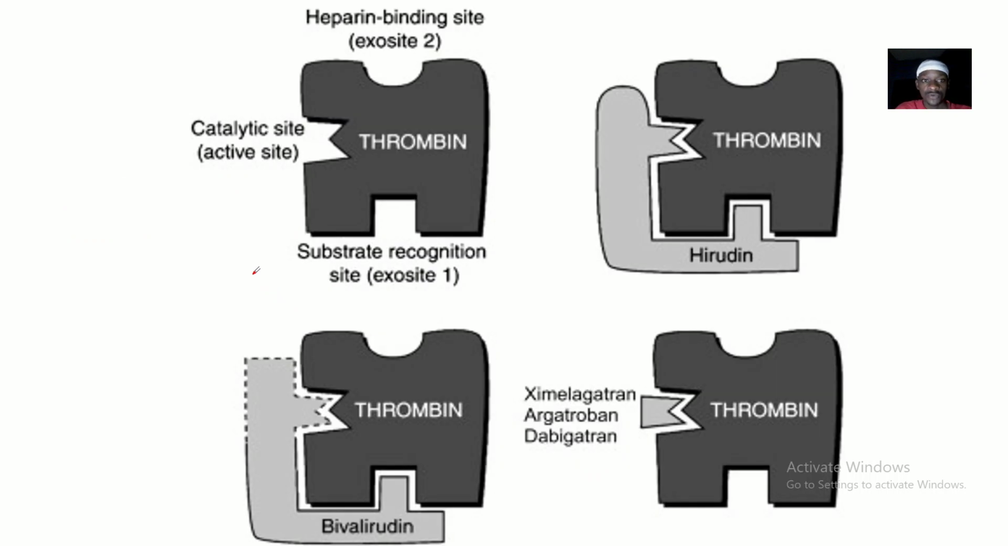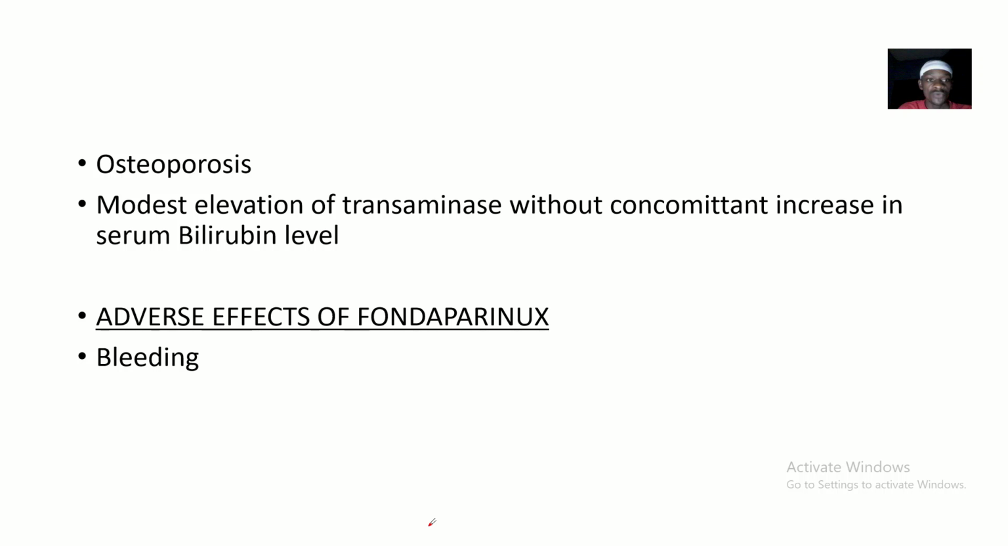Moving forward, we've seen the direct ones, hirudin, bivalirudin, and the rest of them. Moving to the next one, heparin can also induce osteoporosis, which is basically soft bones. There's also modest elevation of transaminase, without concomitant increase in serum bilirubin level. So there's elevation of transaminase when you are using heparin for treatment.